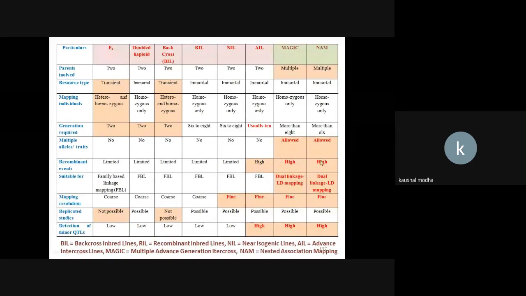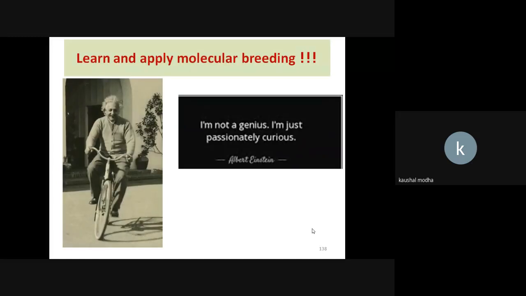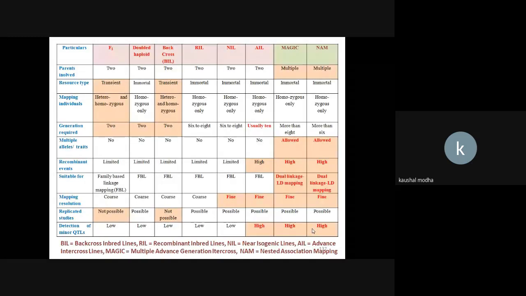Recombination events are very high in both these populations. It is suitable for combined linkage and LD mapping. Mapping resolution is also very high because it takes into account linkage as well as LD. Replicated studies are possible because our material is homozygous and immortal. Minor QTLs can also be detected in this population. So these are the advantages of MAGIC and NAM over biparental population. So that's all about linkage mapping and association mapping.